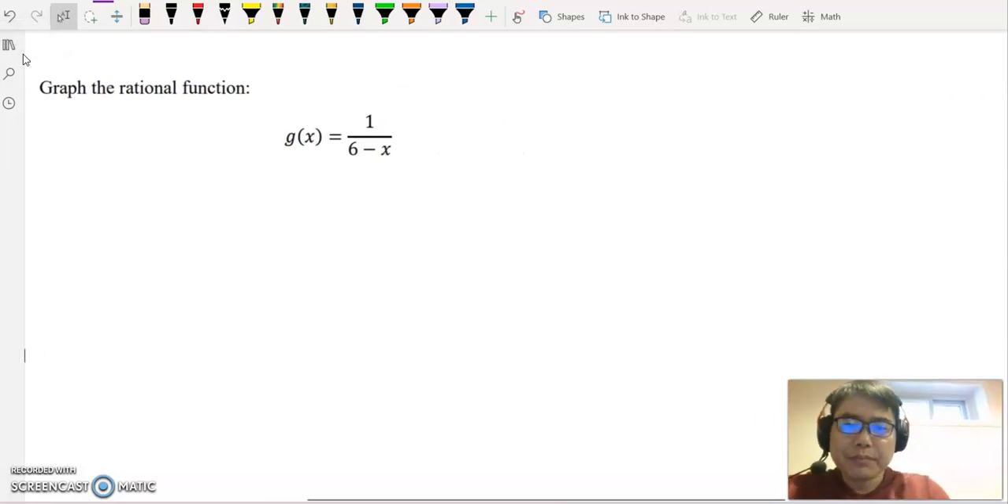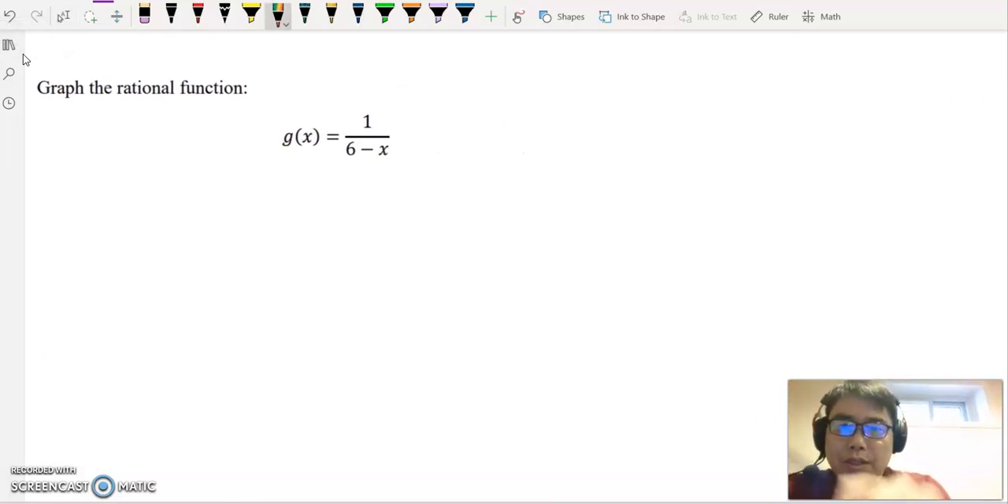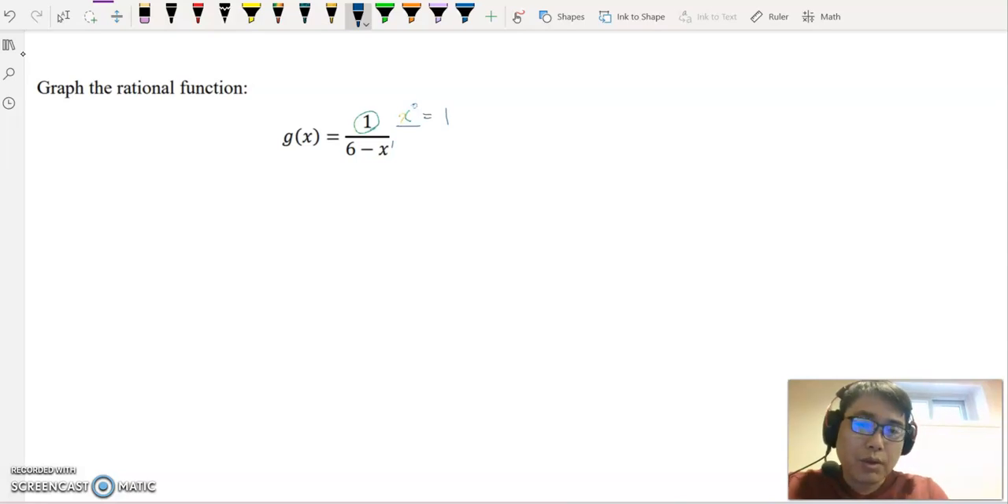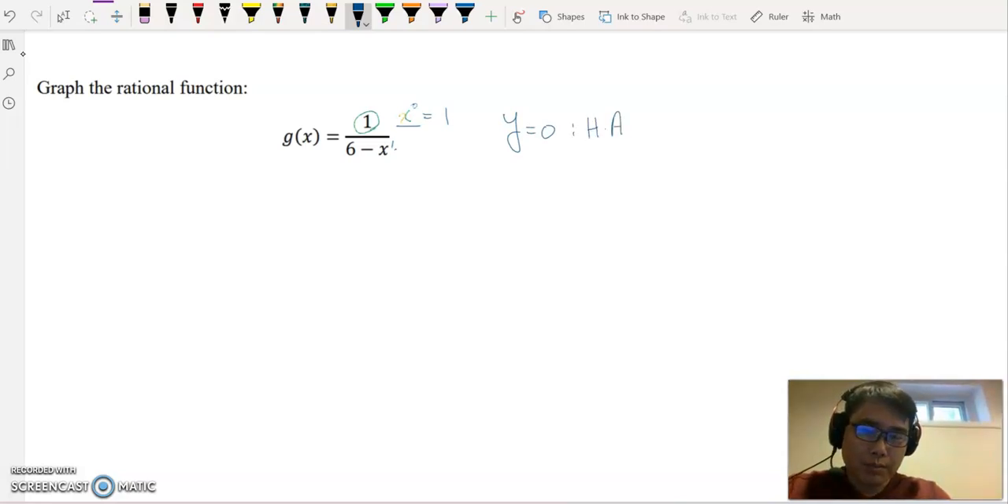So as you see, the degree of the numerator, which represents x to the 0 power. So you know that x to the 0 power is always equal to 1, right? Now, the denominator degree is 1. So, 1 is bigger than 0, so we can say y equals 0 becomes our horizontal asymptote.